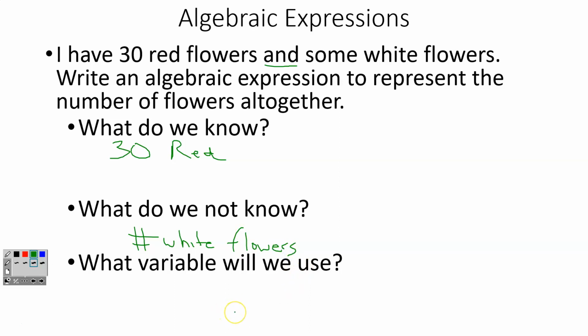What variable will we use? Well, you guys can use any variable you want. I'm going to use W for white, and I'm just going to put it all together now. I have 30 red flowers, so I'm going to put that there, and means add some white flowers. 30 red and some white. And this right here would be my algebraic expression. So relatively basic on this one. We'll do one more.